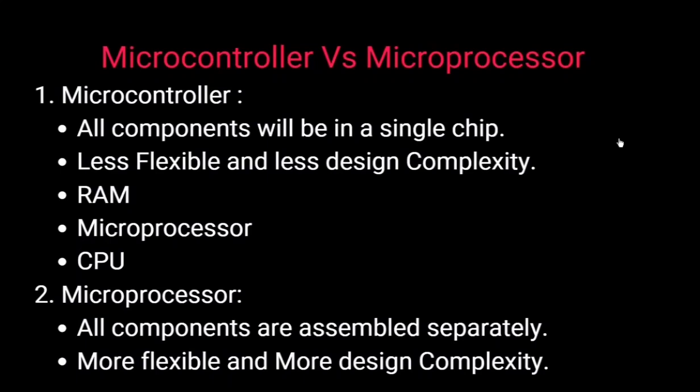We'll deal with the difference between a microcontroller and a microprocessor. In a microcontroller, all the components are placed in a single chip, so it is less flexible and has less design complexity. The RAM is random access memory, and there is a microprocessor inside a microcontroller, and the CPU design is a bit easy. Then moving on to the microprocessor, all the components are assembled separately, and this is more flexible and has more design complexity.